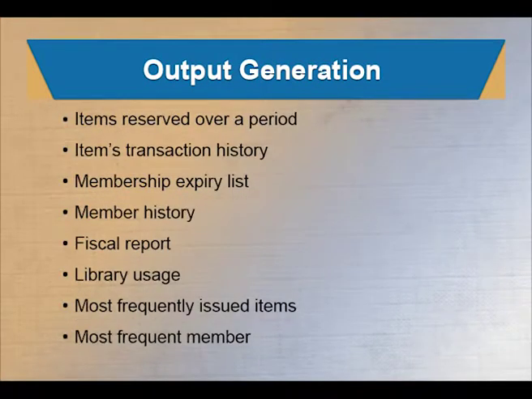Other output generation may involve items reserved over a period, item transaction history, then most frequent borrowers, most popular circulation items, all you can generate from your circulation module. Membership expiry list, member reading history, fiscal report, library usage, and altogether most frequent members and most frequently issued items.